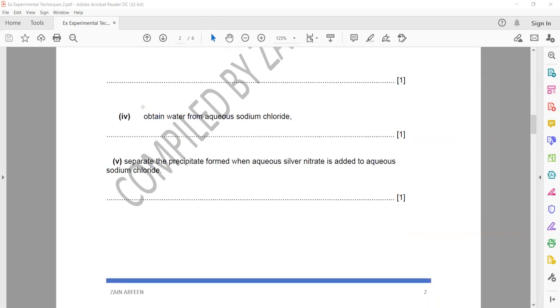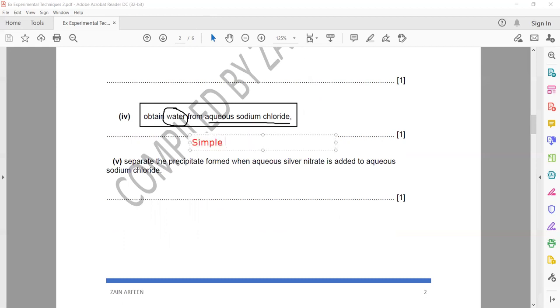Then part 4, obtaining water from aqueous sodium chloride. Aqueous sodium chloride means dissolved salt is there in water and we need water only. So in that case we use simple distillation. Simple distillation is a technique to separate the liquid or water from the salt solution.